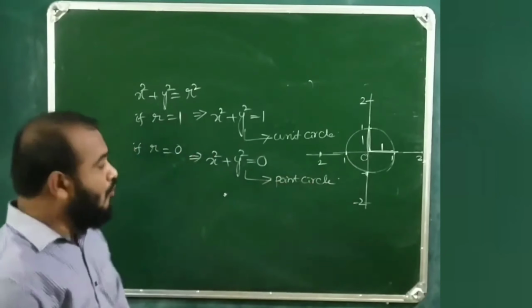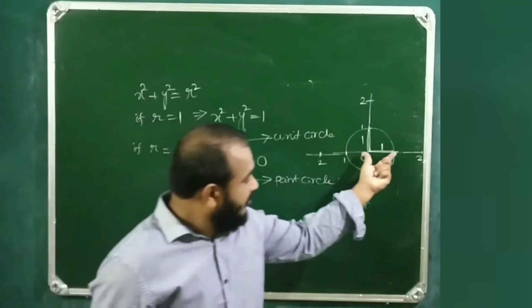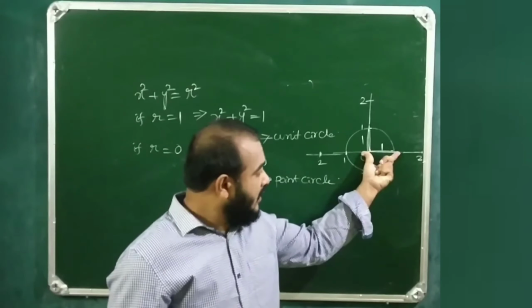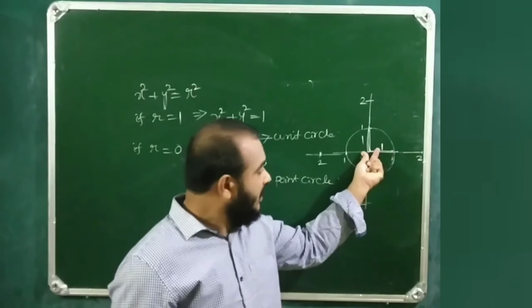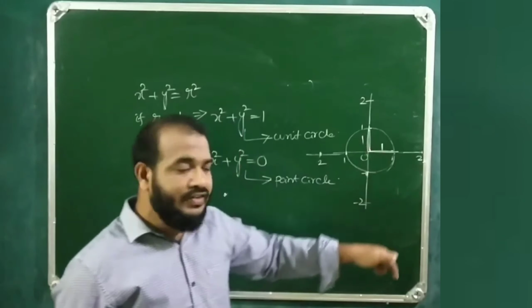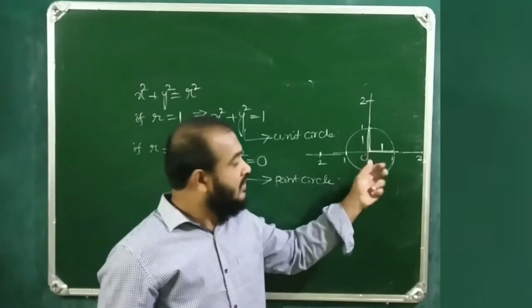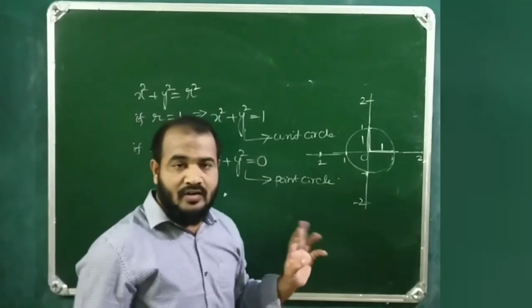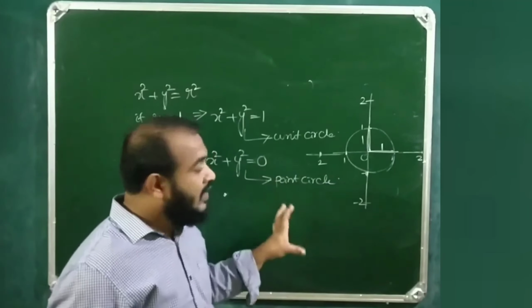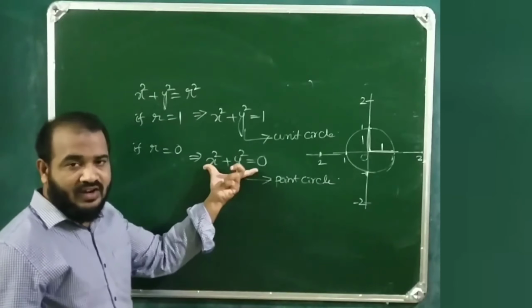What is a point circle? A point circle is also a circle whose radius is equal to 0. That means we have the radius 1 here, and if it is reduced to the extent that the radius becomes 0, then we are left with the center of the circle with radius equal to 0. Such a circle is said to be the point circle. For a point circle, the circle only has the center but has no radius. So this is the diagram of this point circle.